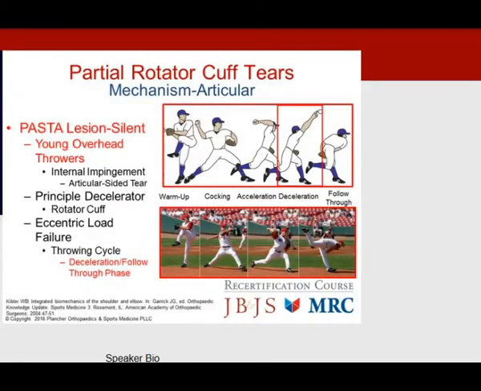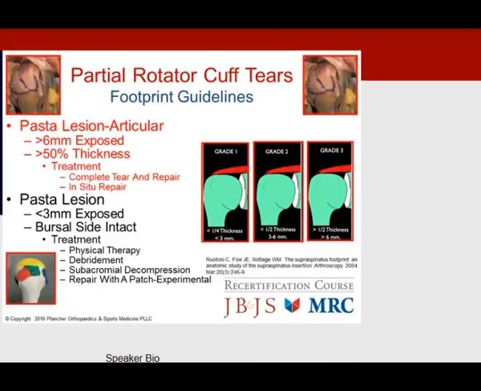Here you can see that PASTA lesion we spoke about in the young overhead thrower that has internal impingement. It's a silent lesion more often than not. Because of the deceleration phase of the rotator cuff, it's an eccentric load failure, and in deceleration or in the follow-through phase can occur, that is, the partial articular surface tear. These tears, when they occur, if greater than 6 millimeters is exposed, equate it, please, to 50% of the thickness. And your treatment choice at that time is either an in situ repair, if you'd like, or completing the tear and repairing this partial articular surface tear now.